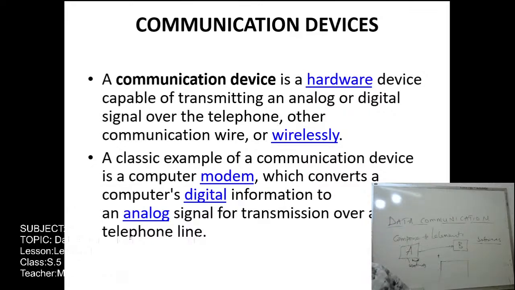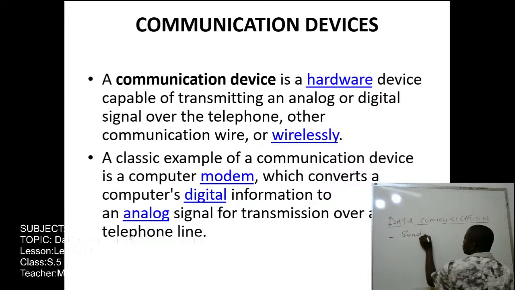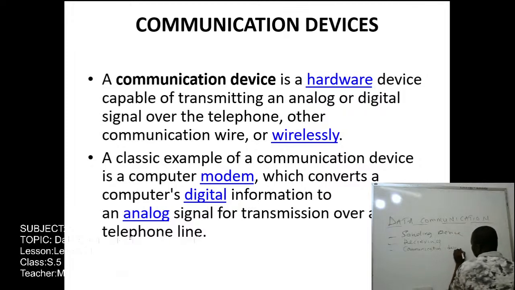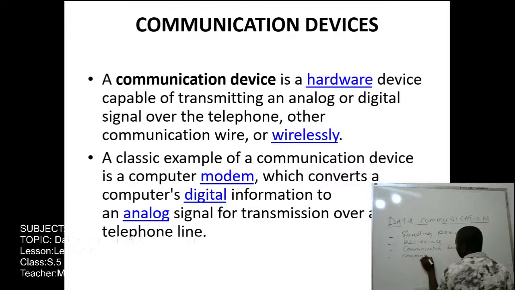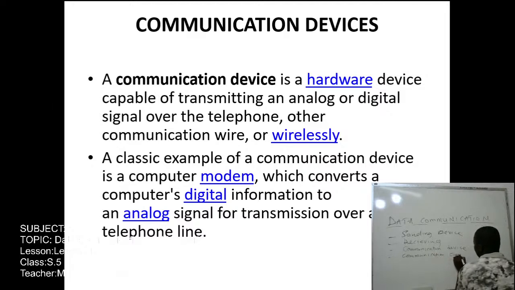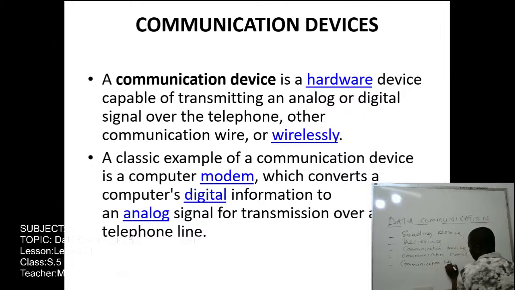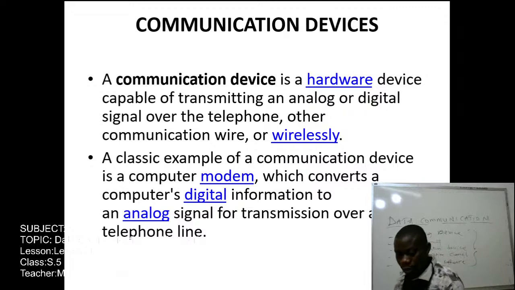So let us proceed now after summarizing our discussion about the components of the data communication model. We have agreed that it's made up of the following components. We have the sending device. Now we have talked about the receiving device. We have talked about the communication device. Then we have talked about the communication channel. And lastly, we have talked about the communication software. So these are the 5 components that make up the data communication model.